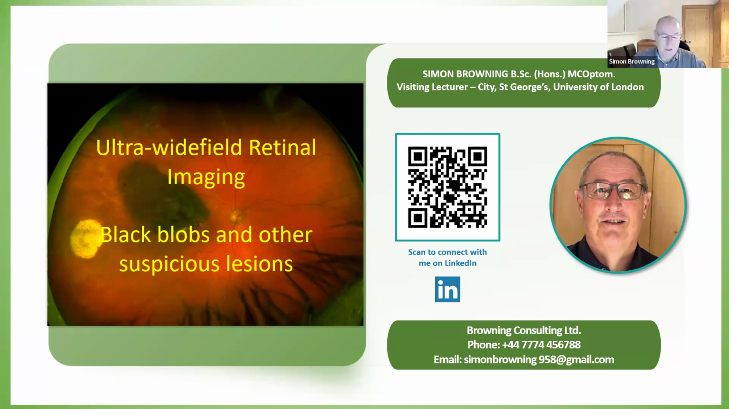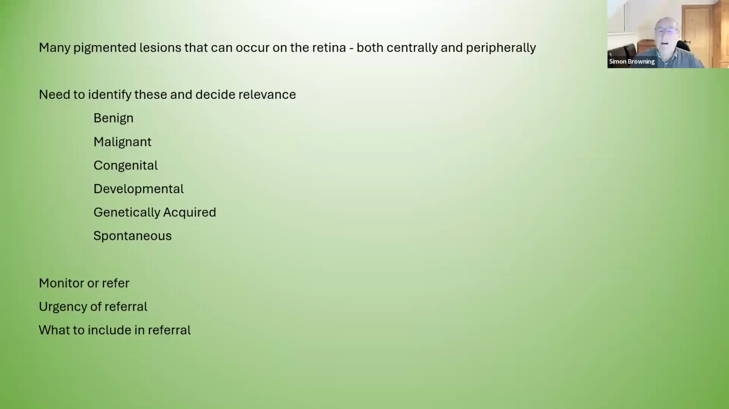But the topic for tonight is black blobs and other suspicious lesions. These sometimes cause so much angst to people. Just what am I looking at, and what do I do with it? And actually, is it relevant at all in a lot of the things that we're doing? There are many pigmented lesions that can occur on the retina. They can be in the center, they can be peripheral, and as I say, they're not always pigmented. Sometimes they're hypopigmented, but the first thing we need to do is understand what this lesion is telling us.